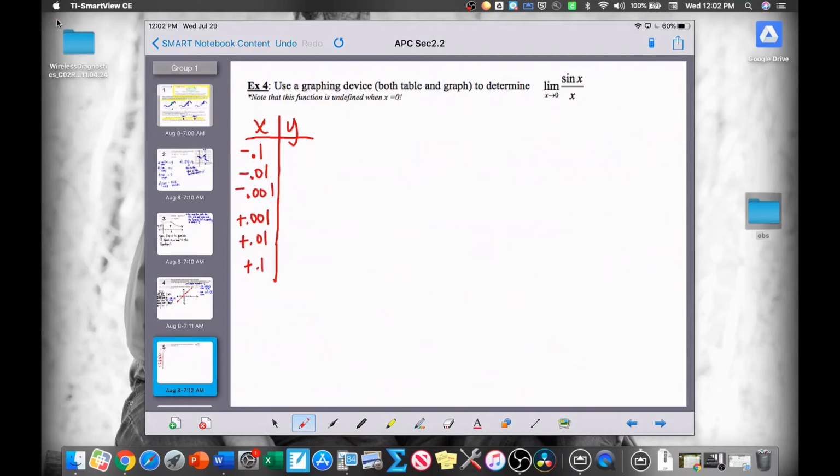So we have 0.9983, and then we have 1, 1, 1, 1, and 0.9983. Well, we're trying to figure out when x is 0, which is right in there, so it appears that the limit as x approaches 0, both from the left and the right, is equal to 1, right? So we can go ahead and we can take a look at that graph again.